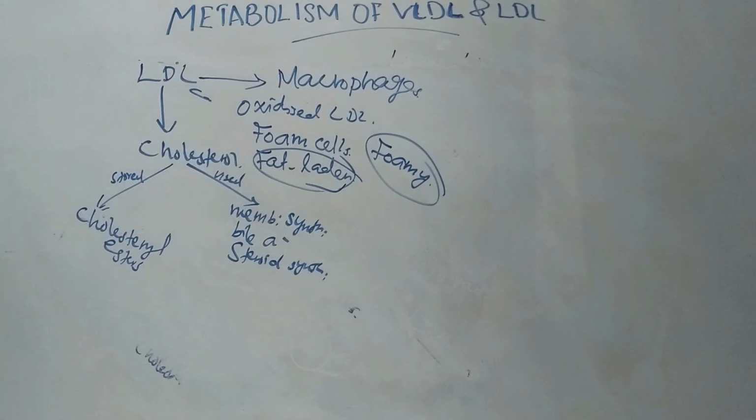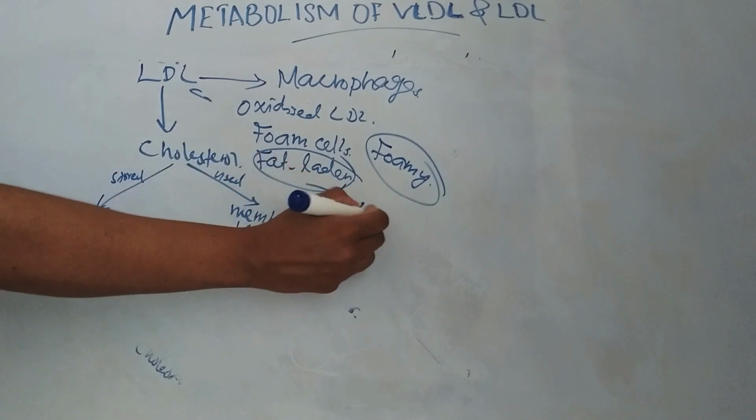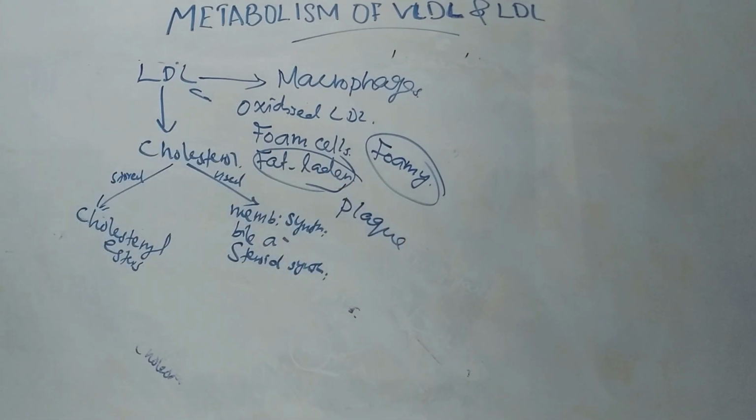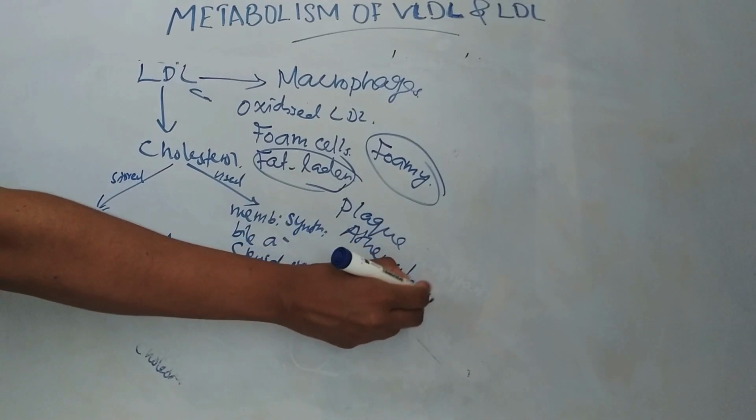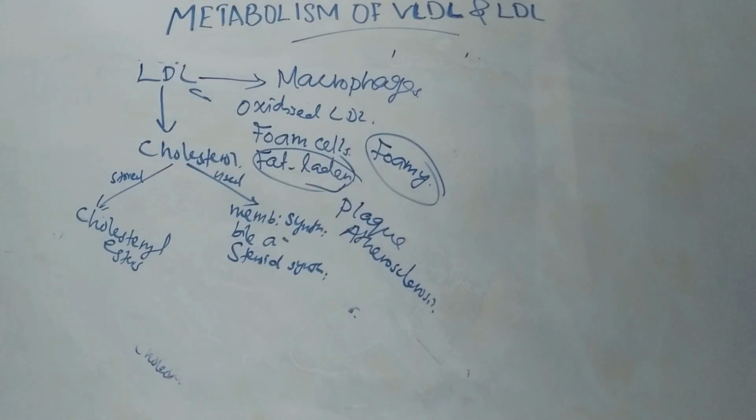These foam cells can form a plaque that can lead to atherosclerosis. So that is about metabolism of VLDL and LDL. This is today's topic. Thank you for watching.